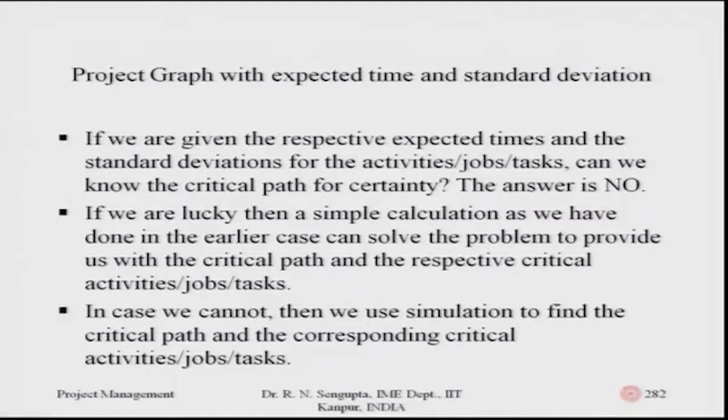If I have only the expected time and no standard deviation, it means that each and every activity would finish by exactly that expected time. But the moment you have variations, the variance, or the standard deviation, it means there is a probability of finishing that particular activity or job around the expected time. So, when we want to find the exact time for the whole project, we find it by adding up the expected values.